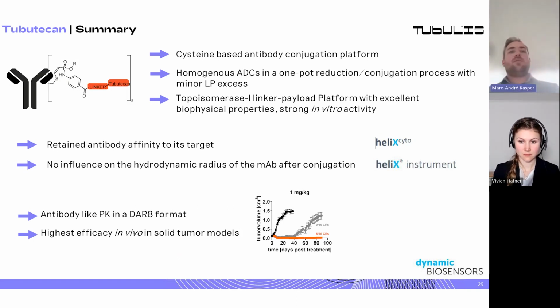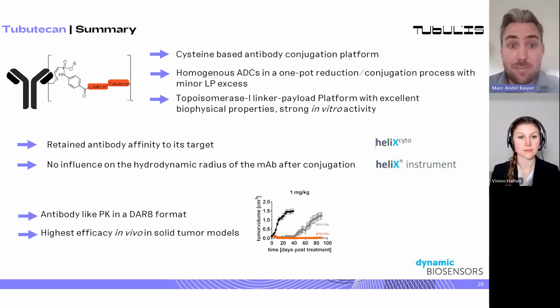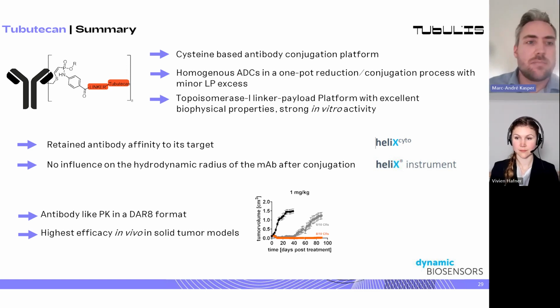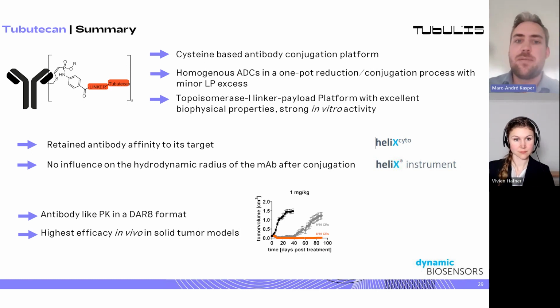And here I already come to my summary. So today we talked about a cysteine-based antibody conjugation platform, which we call P5 labeling. It enables us to generate homogeneous ADCs in a very quick way, in a one-pot reduction and conjugation process. We only need minor excess of the cytotoxic material. This is, of course, important because it's expensive and also toxic. We have combined this with a topoisomerase 1 linker payload platform, which we call tubotecans, which has excellent biophysical properties and very strong in vitro activity.